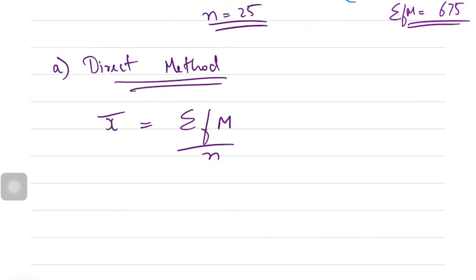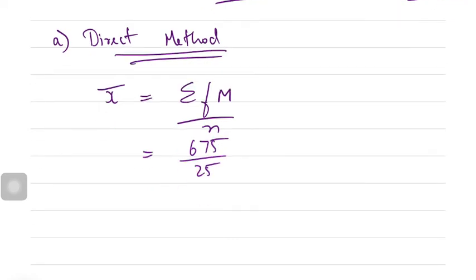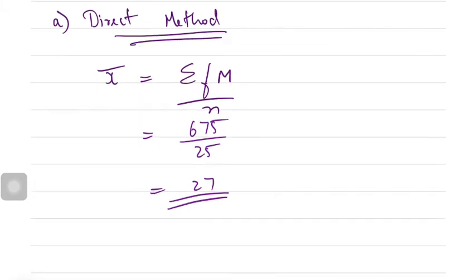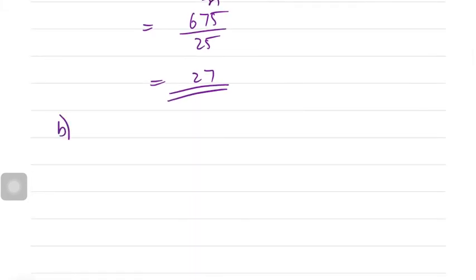So your arithmetic mean will be 675 divided by 25, and this comes to 27. So arithmetic mean is 27. Now let us calculate the same problem using deviation method, okay, which is the second method.